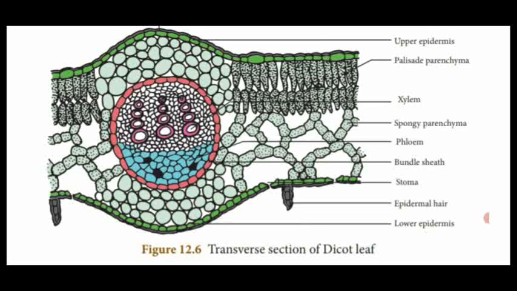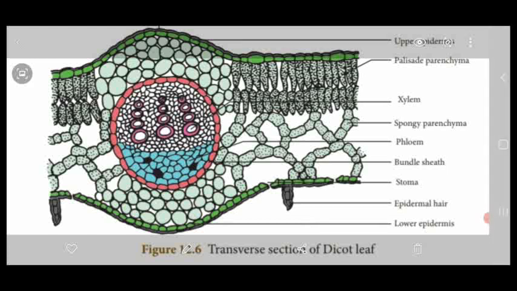Next one is the mesophyll tissue region. The region between the upper epidermis and the lower epidermis is called the mesophyll tissue region, differentiated into palisade parenchyma and spongy parenchyma. First one, palisade parenchyma. This parenchyma lies below the upper epidermis, and it is closely packed, rectangular in shape. There are no intercellular spaces between the cells.